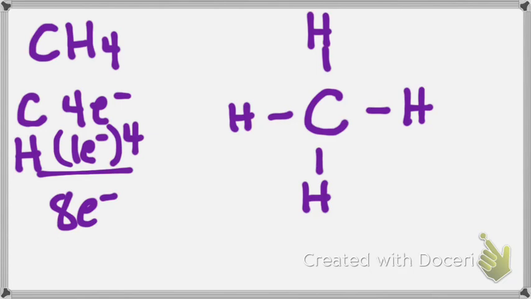Okay, now let's look at our chart. We have 4 areas of electron density, or 4 groups around that carbon, and we have 0 lone pairs. So what's our shape? Tetrahedral.